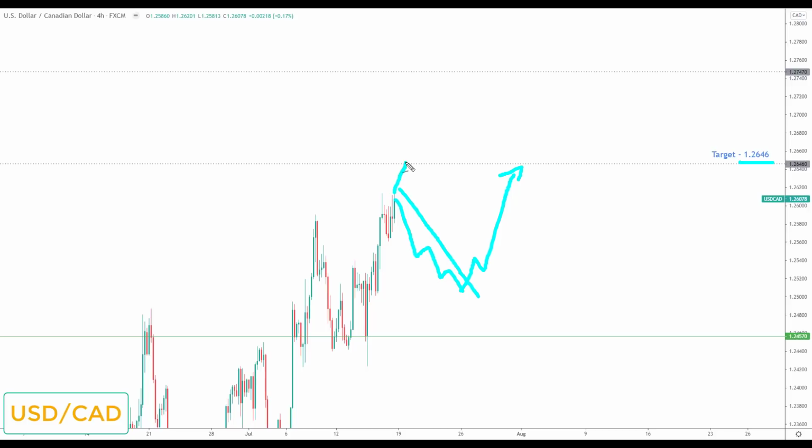1.2646. If we take out this target and then start to pull back, or we break through this area like this and then pull back, that will set us up for opportunities up to the second key of resistance at the 1.2747.